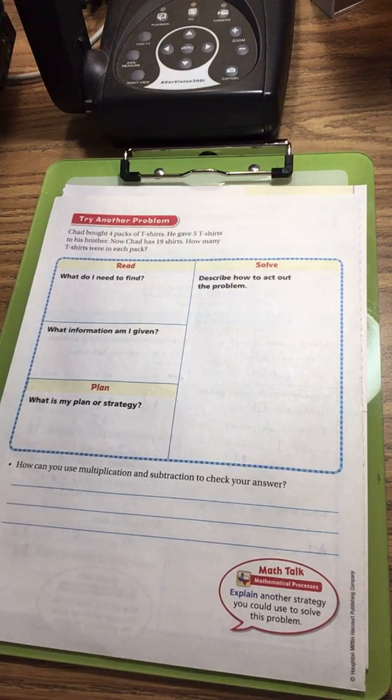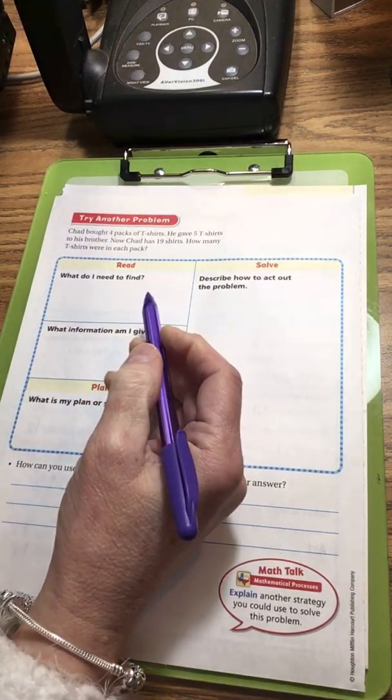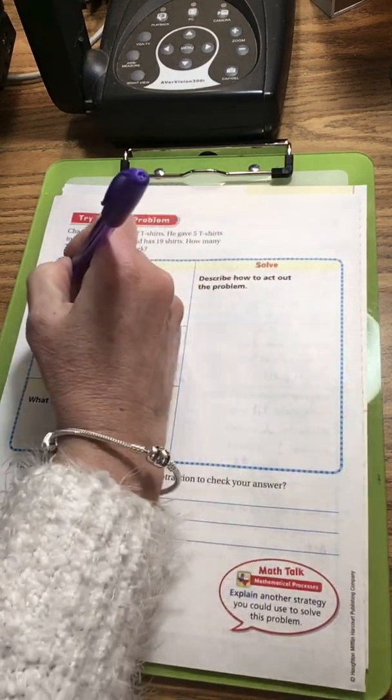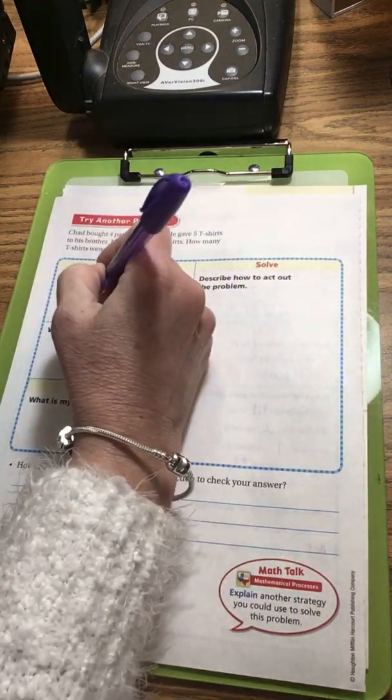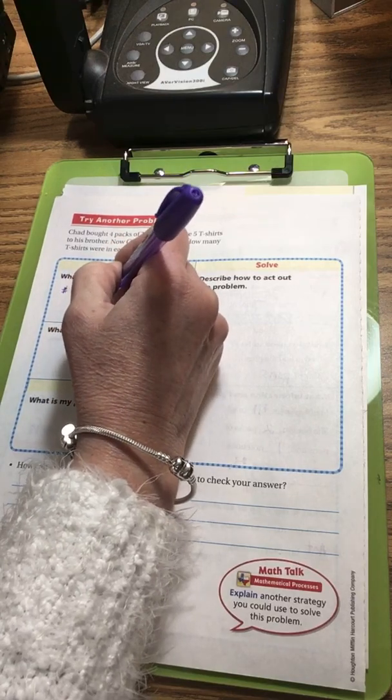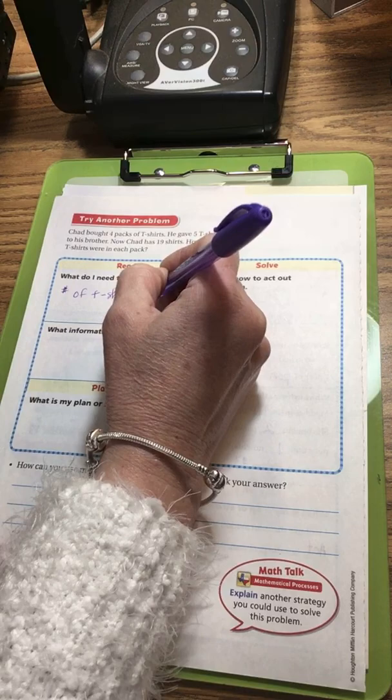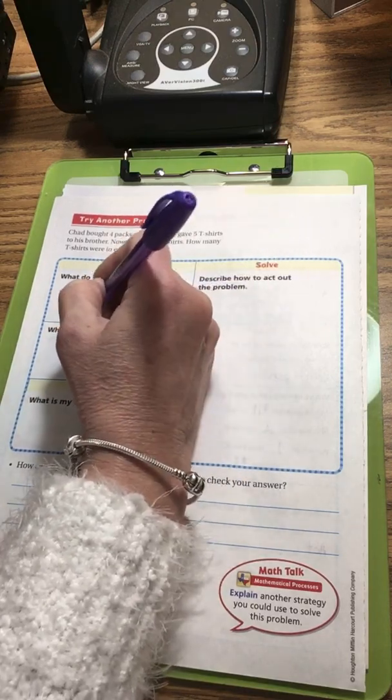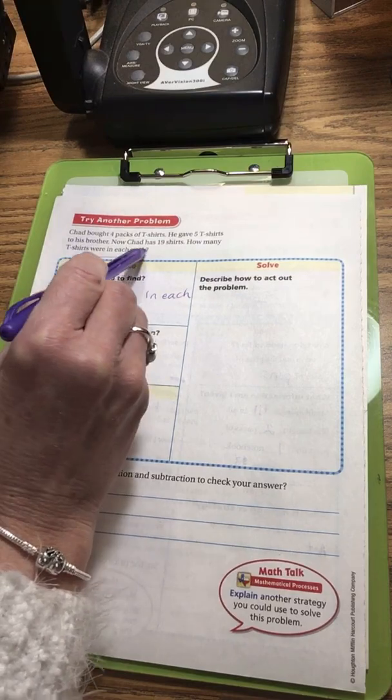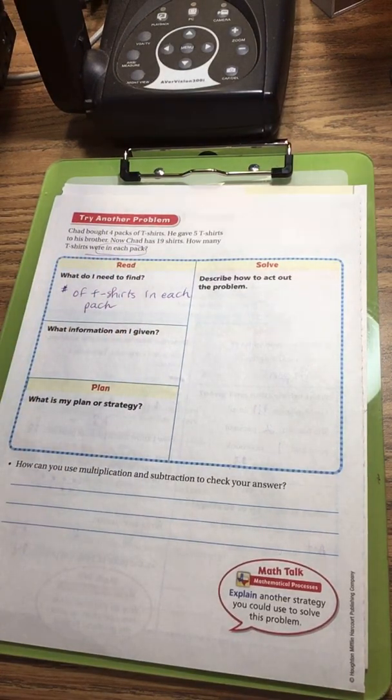We're on 416. It says Chad bought 4 packs of t-shirts. He gave 5 t-shirts to his brother. Now Chad has 19 t-shirts. How many t-shirts were in each pack? Okay, so we got to figure out how many he had originally, right? So what do we need to find? We need to find the number of t-shirts in each pack. Okay, because it says here how many shirts were in each pack. What information are we given?